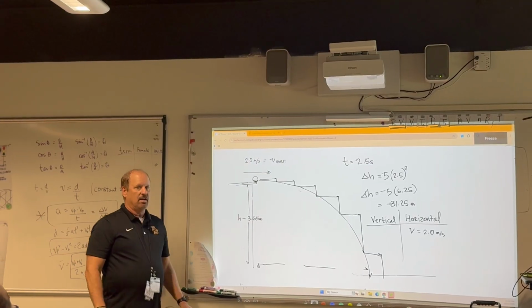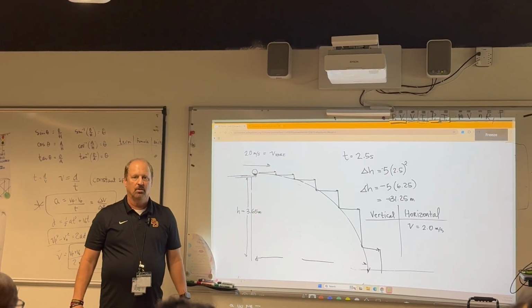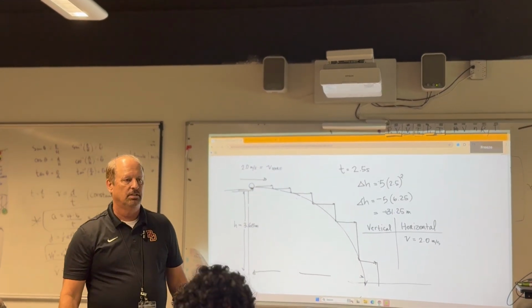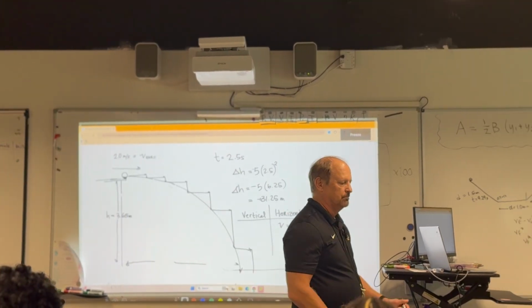Okay. So, 3.65 meters in the air. How long does it take to hit the ground? Work it out. How long does it take to hit the ground?